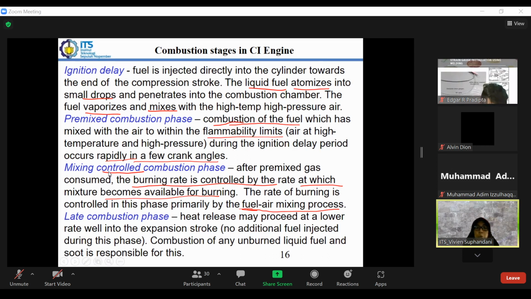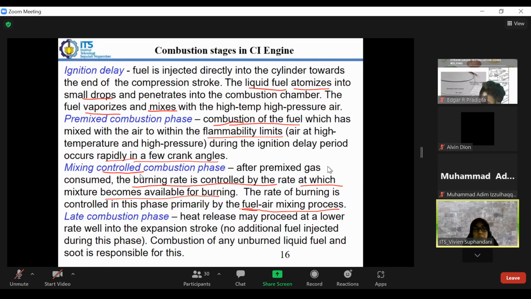So when we control the fuel injection to the burning process in the cylinder, this is what we perform. We only control the second phase of the combustion. So what happened in the first phase cannot be controlled. It occurs naturally because it's already mixed in the ignition delay. So we cannot control this one. What we can control is only the second phase of the combustion.